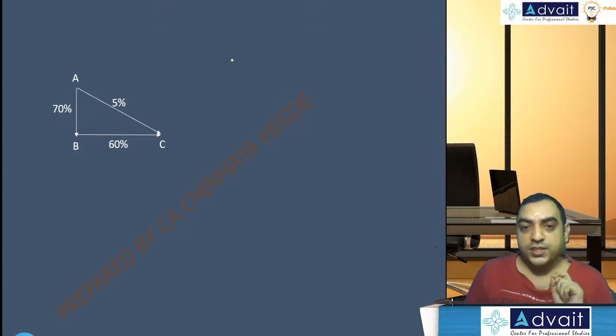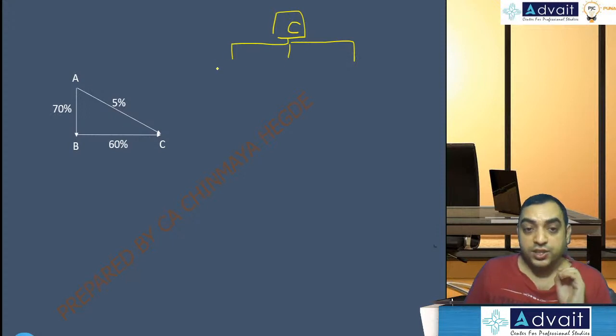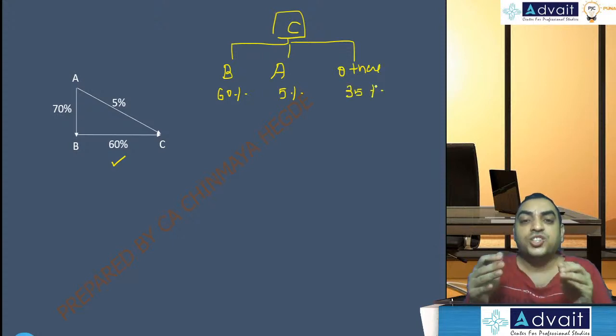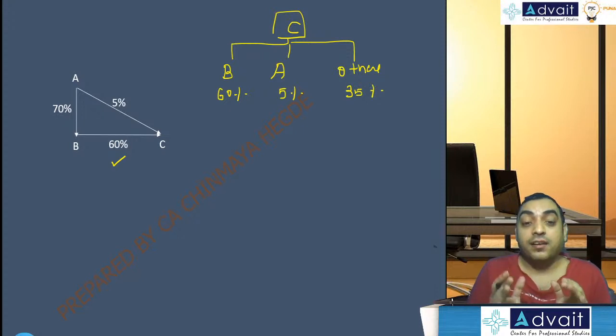Now, from company C's point of view, company C is 100%. If I divide this into shareholders, there are three kinds of shareholders. One is company B, who is having 60%. Another is company A, who is having 5%, and others, who are having 35% shareholding. This is the shareholding pattern in subsidiary C Limited.